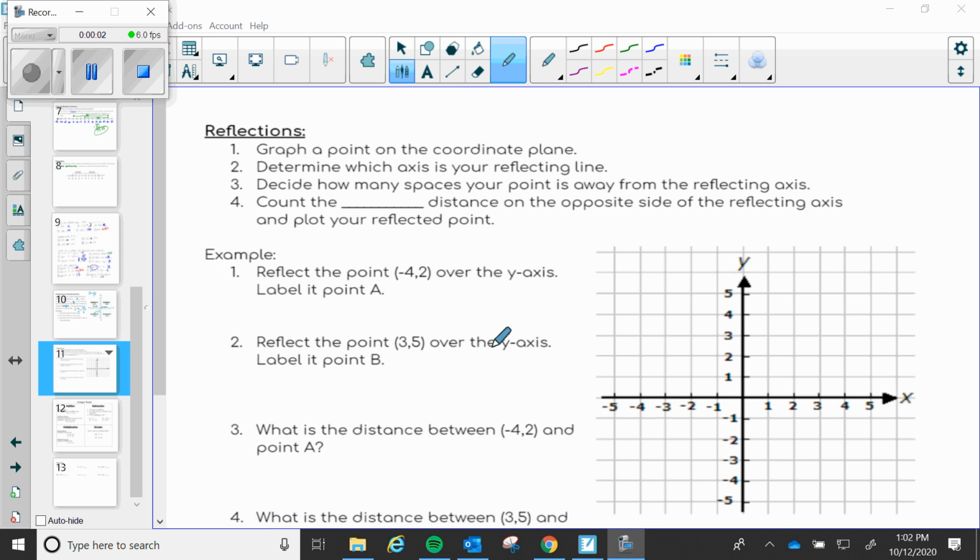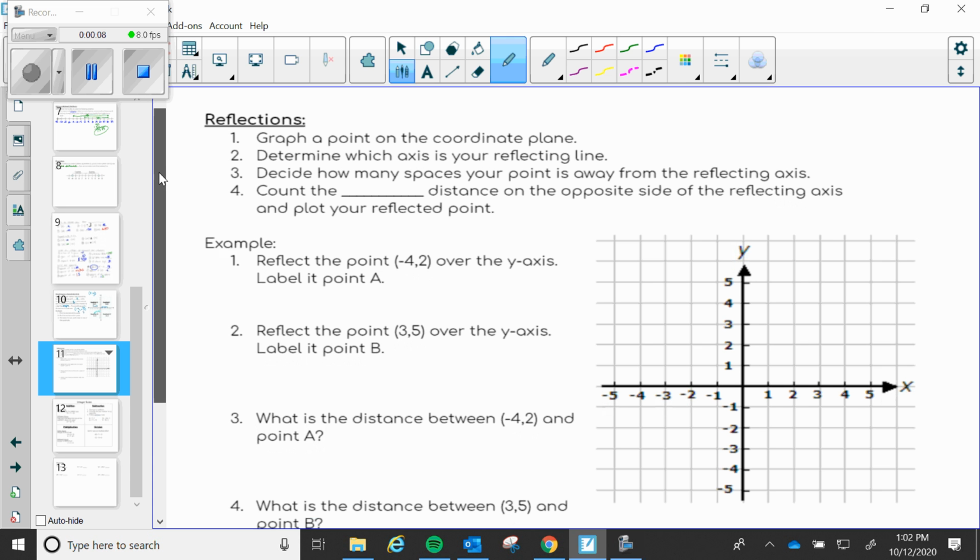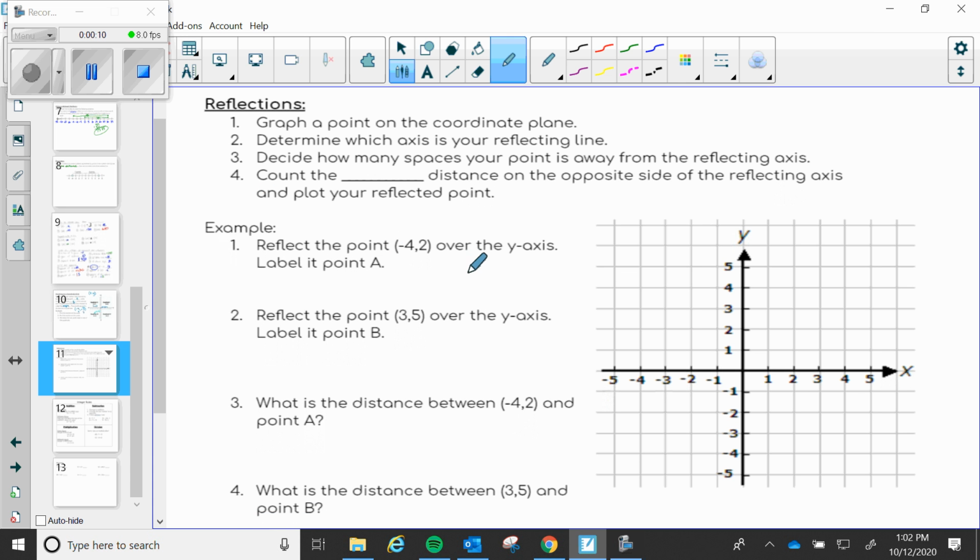Hey friends, so today's lesson is actually over reflections on the coordinate plane. If you don't know how to graph points on the coordinate plane, please go watch the graphing on the coordinate plane video lesson that's in Canvas under Module 2. But if you have, then let's just jump right in.